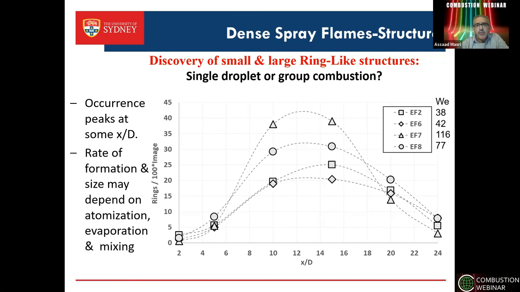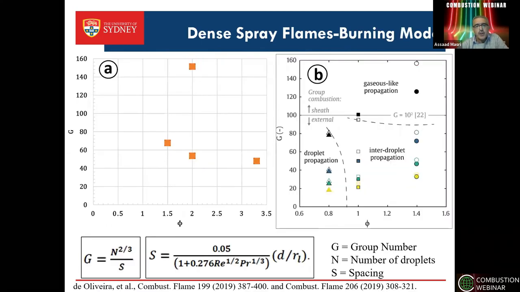What do these rings mean? Do they refer to single droplet combustion, to group combustion, or to all the above? We have made use here of a regime diagram that has been recently published by the group of Mastorakos, that is Oliveira and Mastorakos from Cambridge, where they show various propagation regimes: droplet propagation, interdroplet, and gaseous, with respect to the group number that's defined in the paper and elsewhere in the early work on this topic, plotted versus equivalence ratio. Our results are plotted on the left-hand side through these orange squares there, and they're spanning the right-hand side of the regime, which is saying that what we have is interdroplet propagation as well as gaseous light propagation.